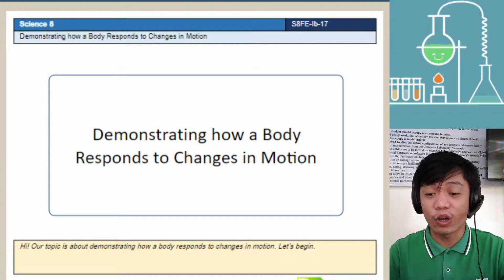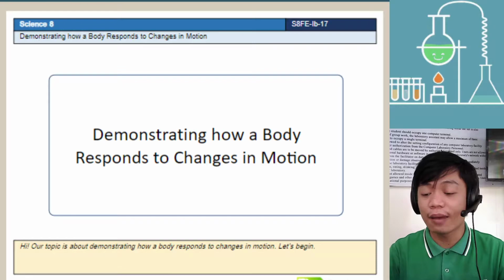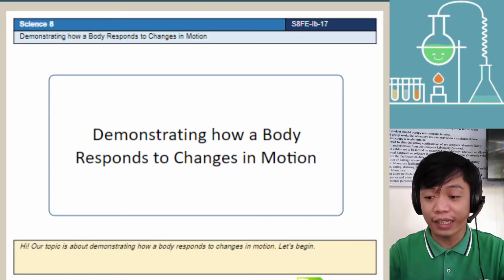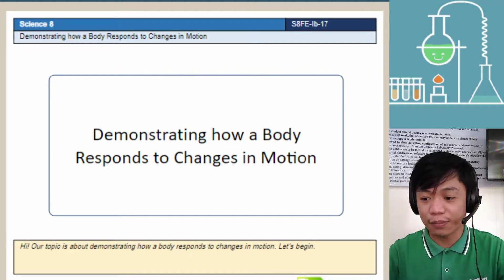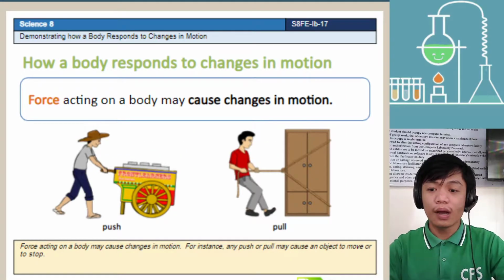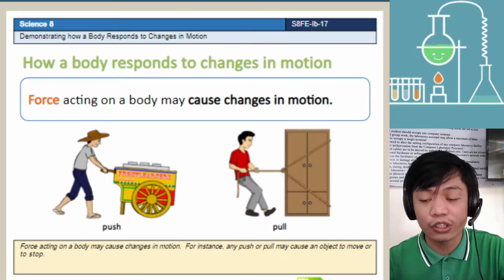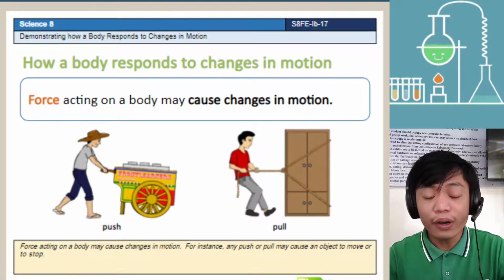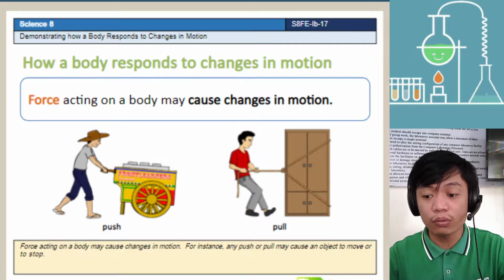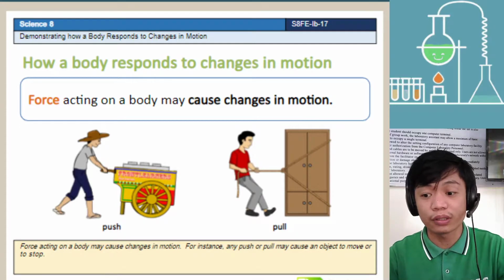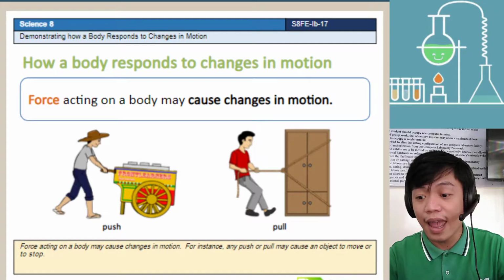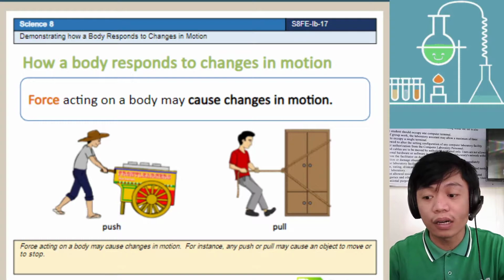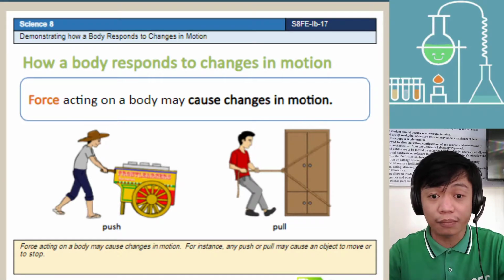Today we are going to learn new things, and our lesson today is all about demonstrating how a body responds to changes in motion. So, let's begin. So, how a body responds to changes in motion. Now, force acting on a body can cause changes in motion. For instance, any push or pull may cause an object to move or stop.